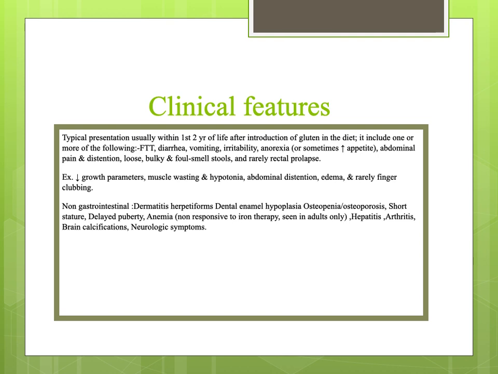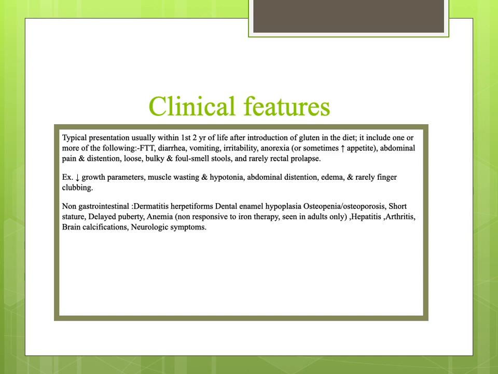Clinical manifestation of celiac disease: it usually manifests during the first 2 years of life after introduction of gluten in the diet. Usually the patient presents with one or more of the following features. The patient may have failure to thrive, diarrhea, vomiting. They usually have anorexia. Sometimes, or rarely, they may have increased appetite.